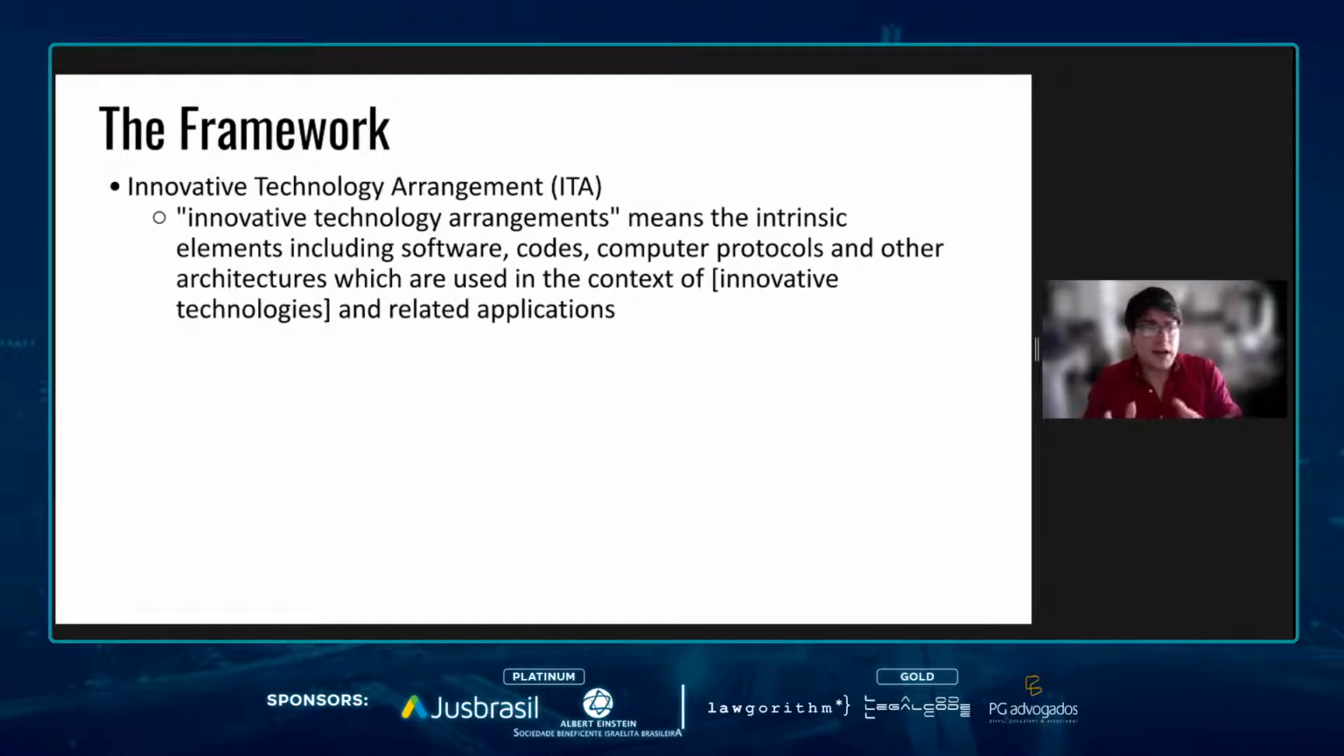Now, the framework defines an innovative technology arrangement, which is not specifically on AI, it's wider. And the reason is that we have very similar issues in blockchain, DLT, and other software. So we started with a wider definition of what we want to include, and then we created specific standards when using types of technology. And currently within the ITA framework, we support artificial intelligence systems, architectures, code, and related software. So it's quite a wide definition.